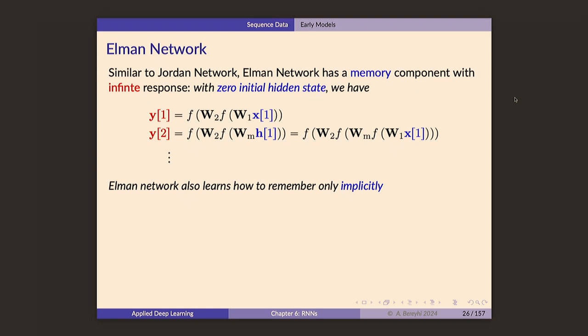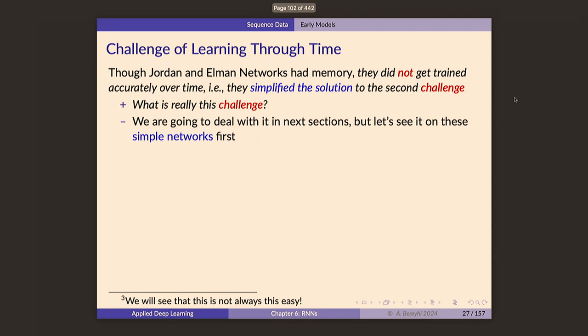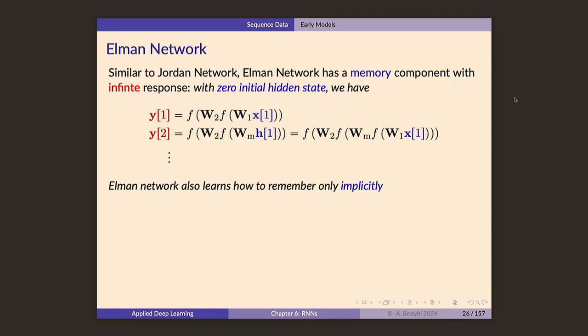But again, Elman was one step ahead, because he was now taking something as a memory which was learnable, as compared to what Jordan did. But again, he did it implicitly, so he didn't really learn explicitly. And I know that you are really annoyed with this whole generic explanation.